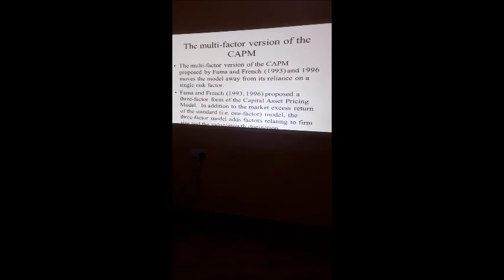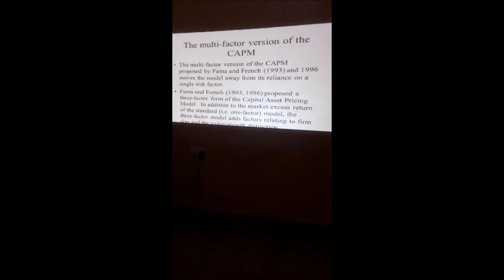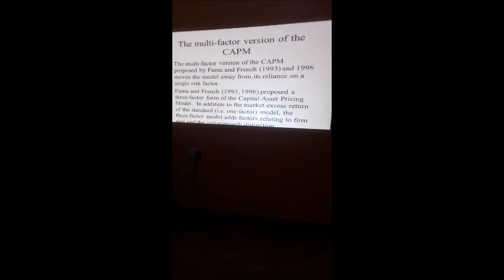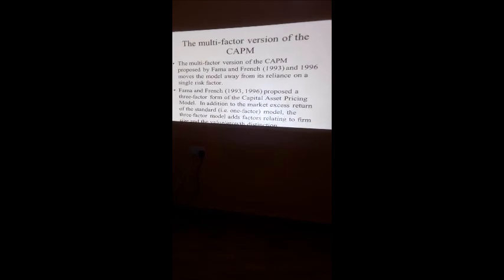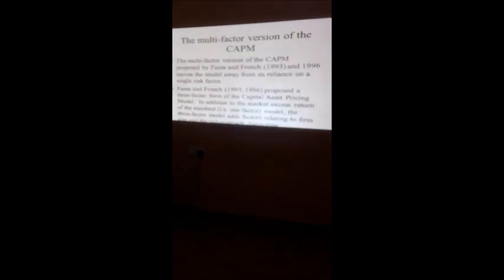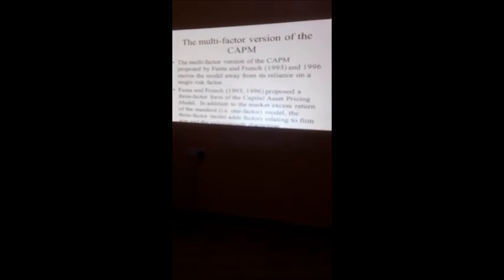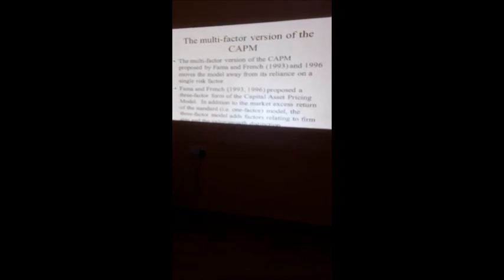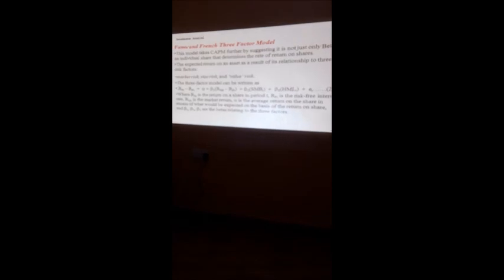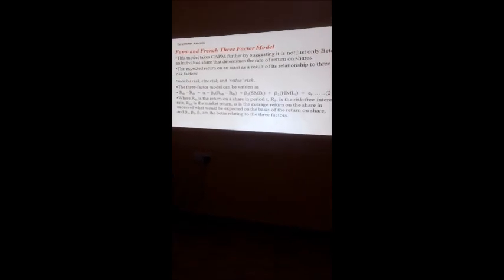Okay, now we move to the multi-factor version of the capital asset pricing model, which was proposed by Fama and French in 1993 and 1996. This moved away from the single-factor capital asset pricing model to a three-factor model. According to Fama and French, they suggest adding two other factors to the equation, which relate to value and growth risk. After adding these two factors to the original capital asset pricing model, the equation changed to the three-factor capital asset pricing model.